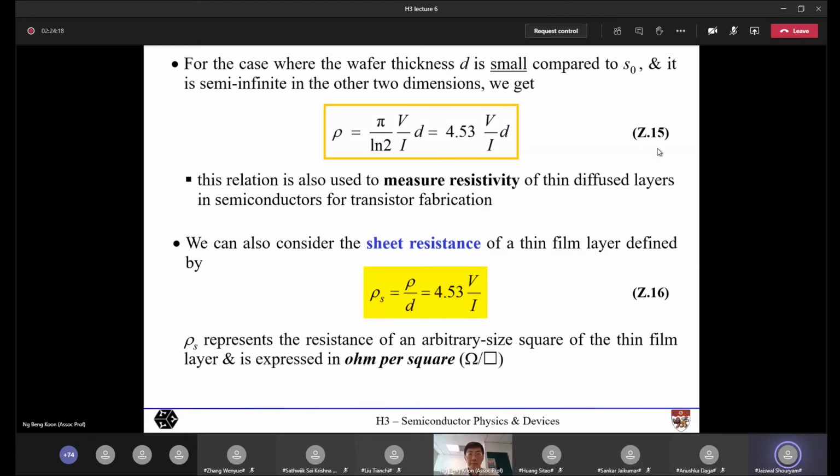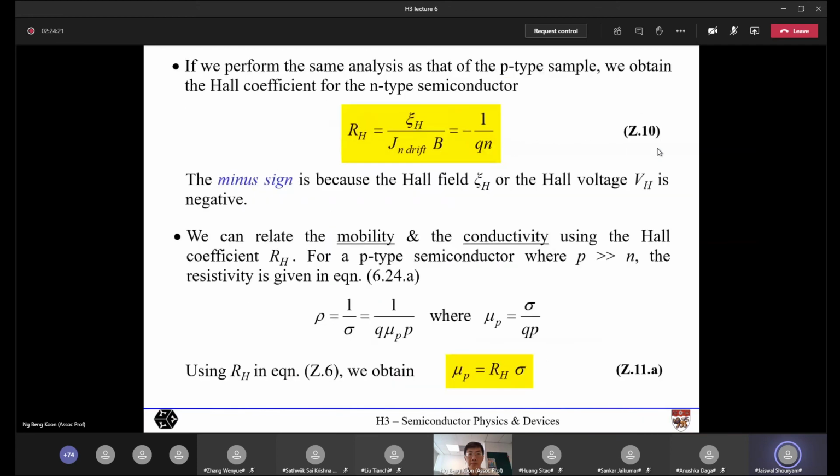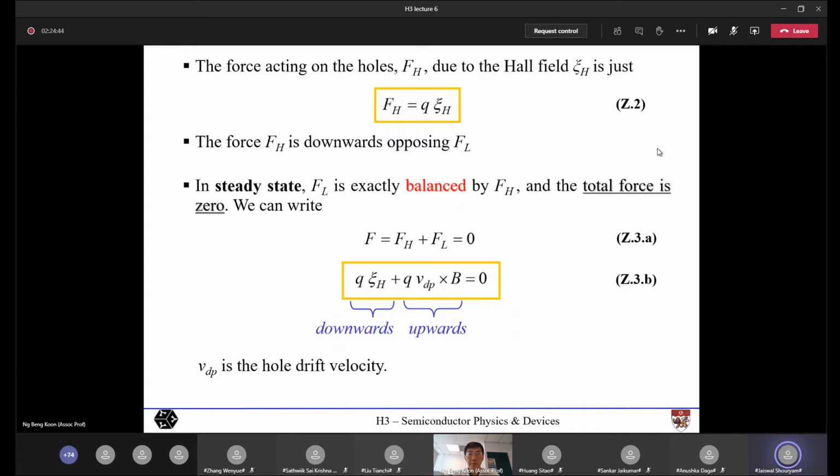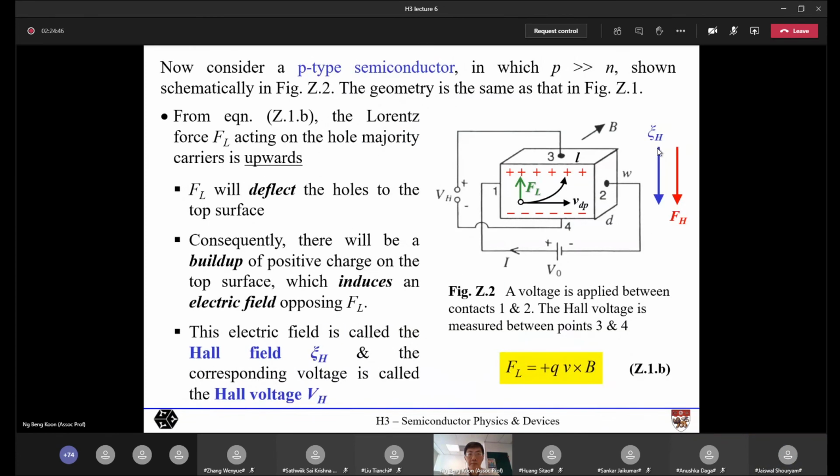For the Hall coefficient equation, right? Yes. Is it necessary to only use JP drift? You can only use JP drift, right? What is the alternative? JN drift. Okay, I see. So this depends on what type of semiconductor it is. For this particular discussion, we're looking at p-type.